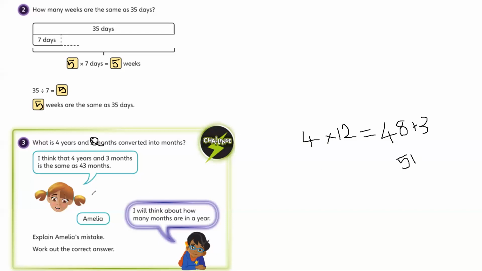So what's Amelia done wrong here? And you're right, Amelia has thought that there's only 10 months in a year. So she's done 4 times 10 to make 40 plus 3. So that is the mistake that Amelia made there.